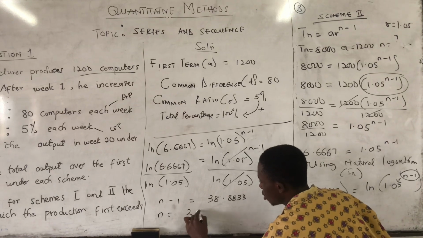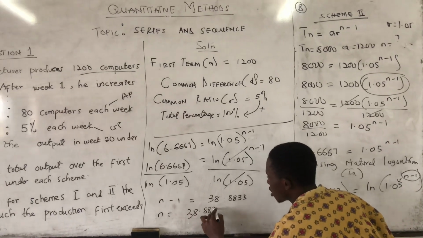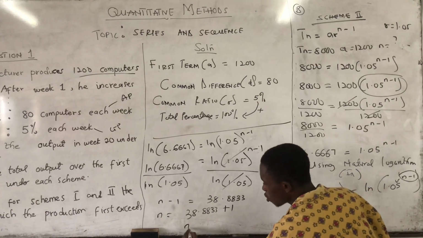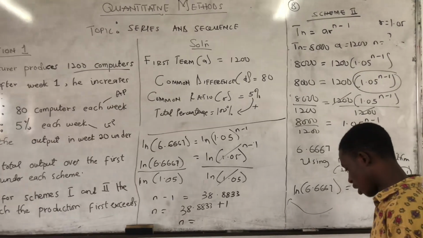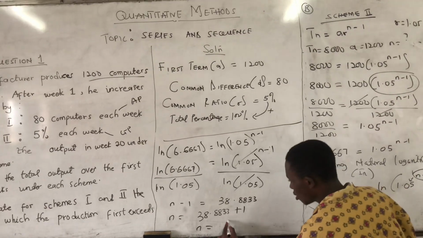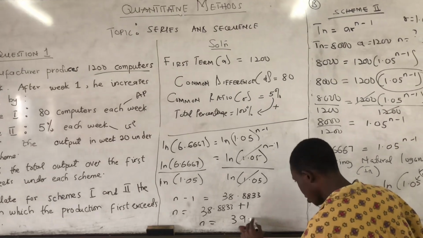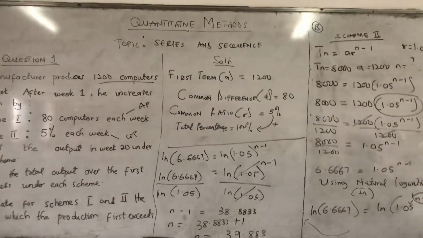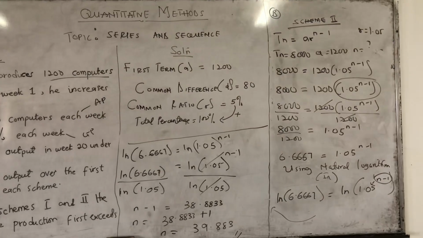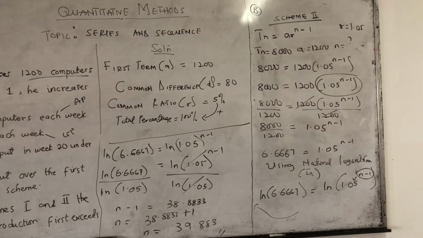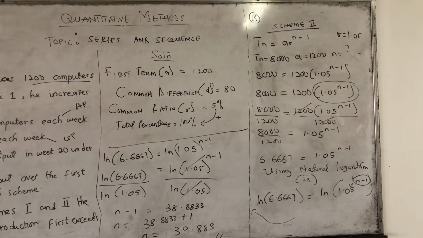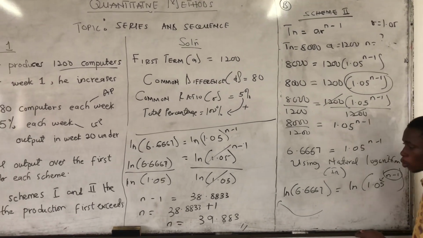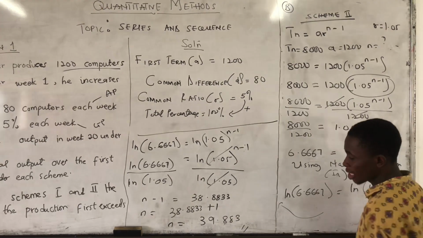Now I want to find n, so I'm going to maintain n. This is 38.8833, minus 1 becomes positive 1. So n is equal to this plus 1. What are we getting? We are getting 39.883. So this is how we solve the B part of the question, which is scheme 2. For this side we use the ln, and we are getting 39.883.